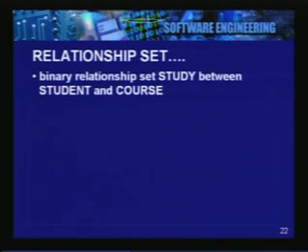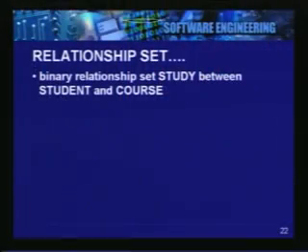A binary relationship, as we said just now, exists between two entities. So here is an example. A relationship which we are naming as study exists between student and course. So this is a relationship, and this relationship has been named as study, and it exists between two entities, a student entity and a course entity.